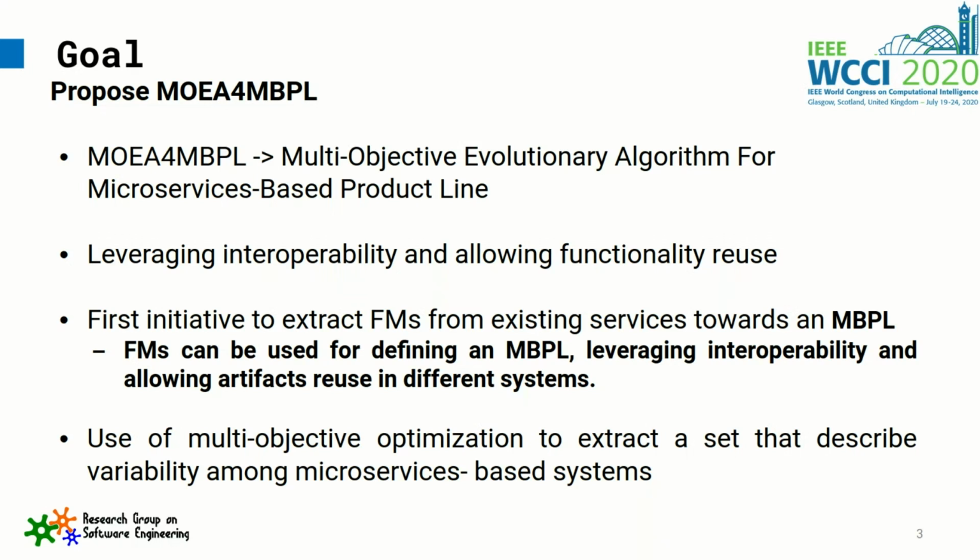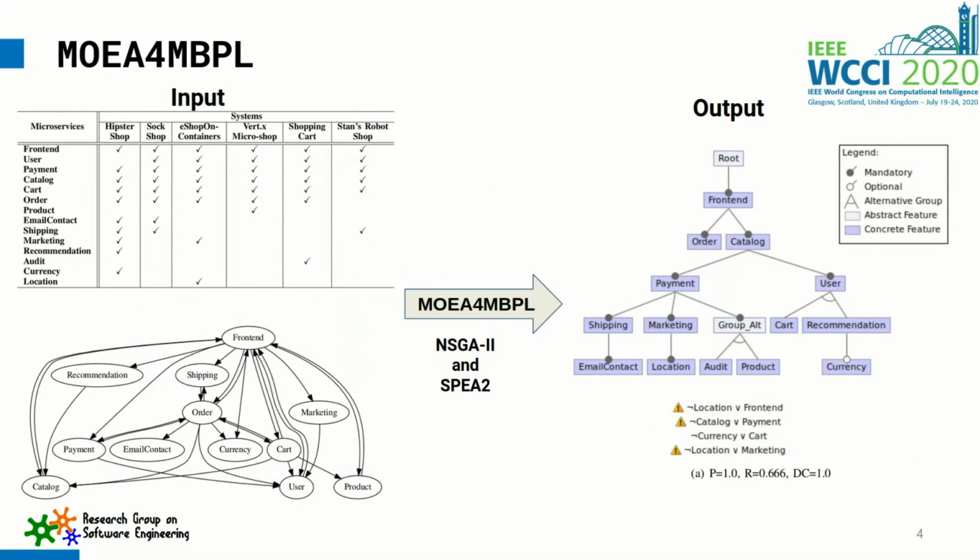Since this is a complex task, we propose the use of multi-objective optimization. Here we have an overview of the two pieces of information used as input. For example, we have a matrix describing the systems used as input with the features they implement. We can see different configurations of features for each system. And then we have a dependency graph which describes the dependencies between different microservices.